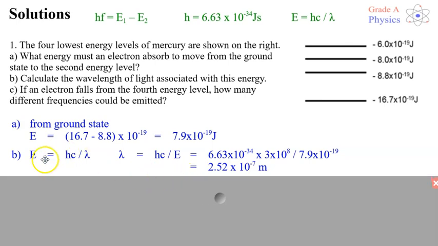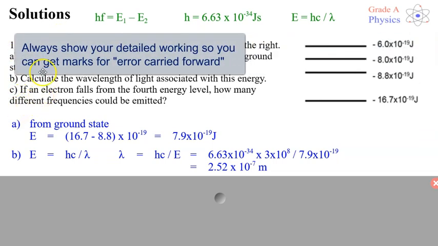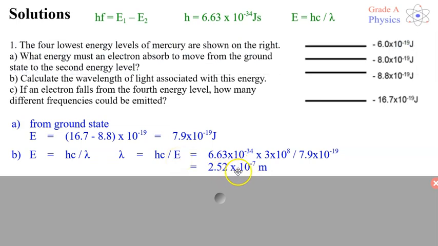B, straightforward. We know E equals hc over lambda, to make lambda the subject, hc over E, and we've got Planck multiplied by speed of light divided by your previous value, and you're going to get the wavelength as shown. So an exam tip here would be make sure you show all your working out, because in a multi-stage calculation like this, if for some reason you made a mistake in part A, but you didn't show all your working out in part B, you would get 0 marks.